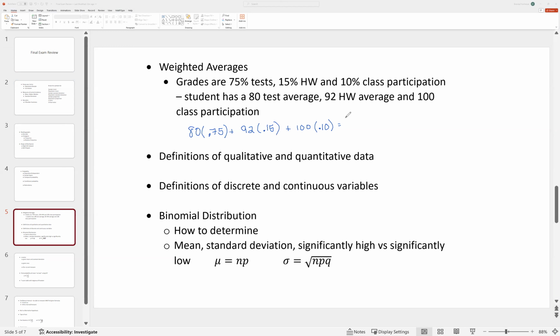So if I figure that out, that would give them an 83.8 as their overall grade. Okay. Again, there's an example on the review sheet. Make sure you know how to do that.